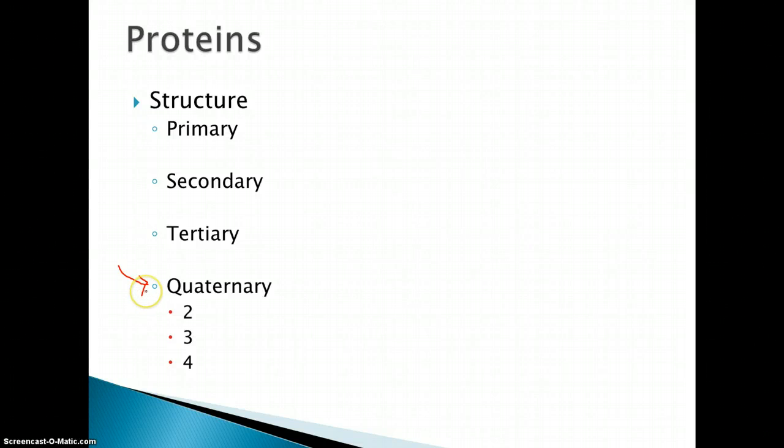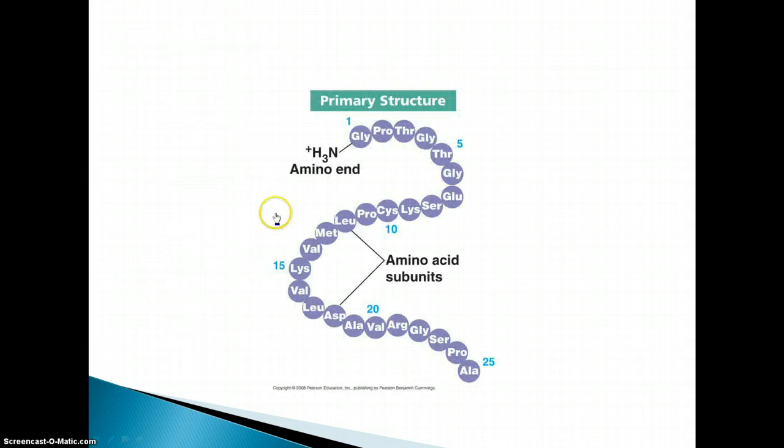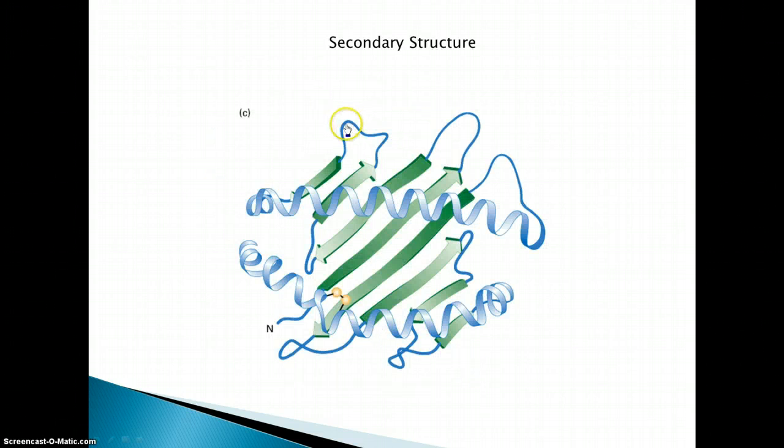So primary is just a chain of amino acids. Right here is a primary structure, and all it is, is a chain of amino acids, a string of amino acids. So just AA hooked to another AA, and so on. Now this is the initial stage, so the name primary. We go on to secondary.